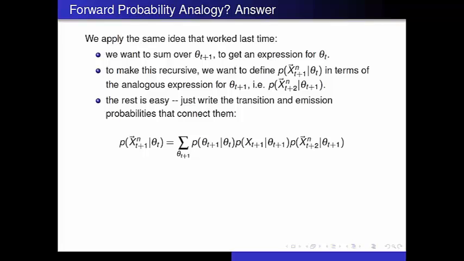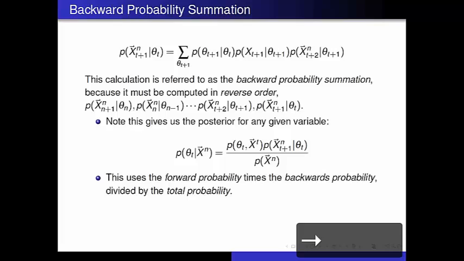The reason this is called the backwards probability summation is you have to compute it backwards. In other words, it's trivial to compute for theta n, okay? Then we can compute it for theta n minus 1. Then we can compute it for theta n minus 2, all the way back to theta 1, okay? So it has to be computed backwards.